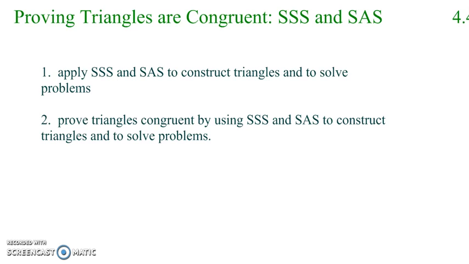So in 4.4, we're going to be looking at some reasons for proving triangles congruent, and those two reasons we're going to look at are SSS, which stands for side, side, side, and SAS, which stands for side, angle, side, to construct triangles, and also looking at using those to prove triangles are congruent.